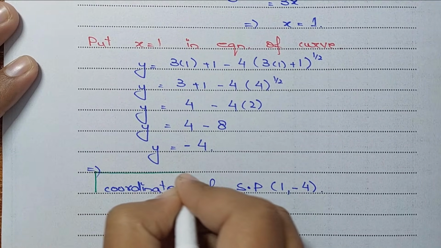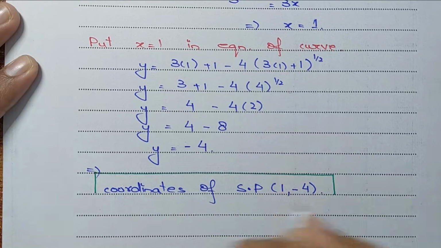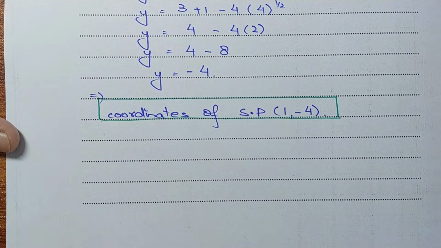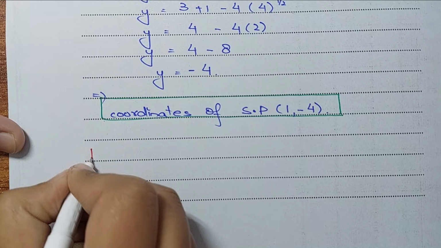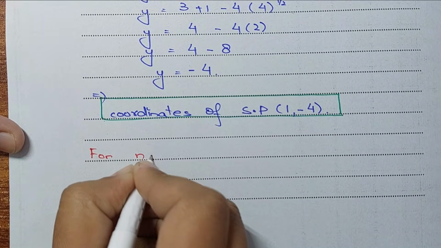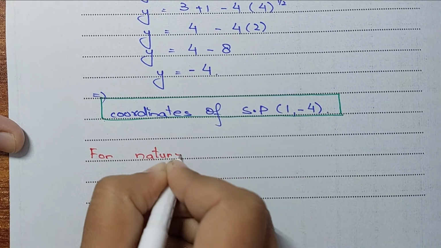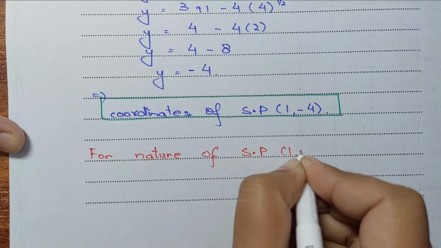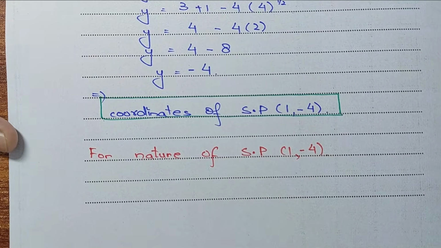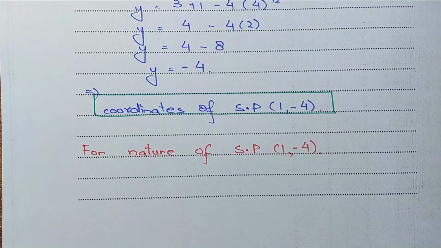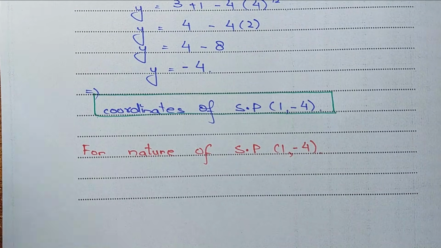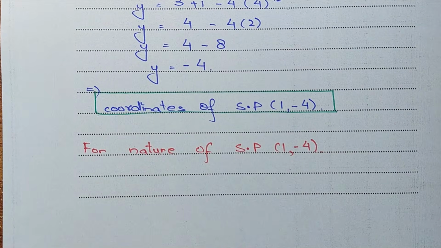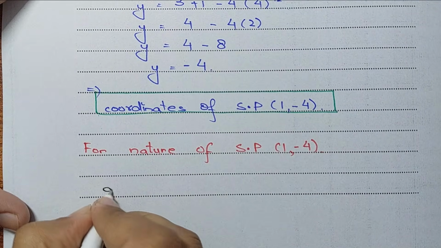Now the next step is to determine the nature of the stationary point, whether it is a maximum or minimum, right? So we know that for the nature of the stationary point 1 and negative 4, we have to substitute the stationary point into the second derivative. And we have already done the second derivative. This is your second derivative, right? So what is your second derivative?